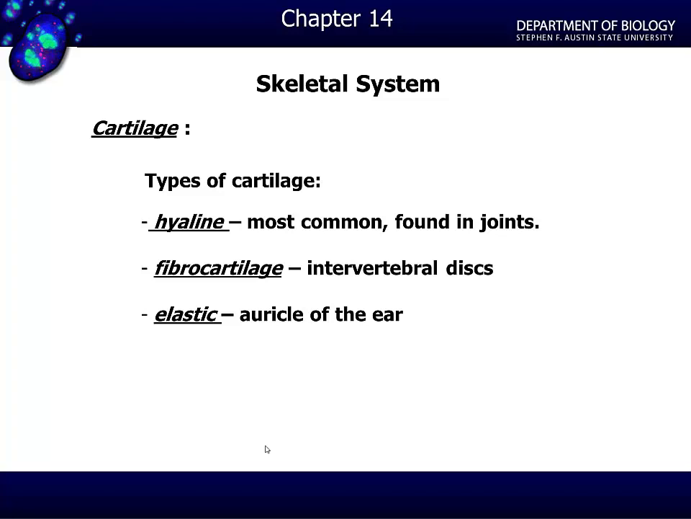Similar composition in different places, but we're also going to have some differences. Fibrocartilage is going to look very much like our ligament and tendon type tissue with very little in the way of cells, of chondrocytes.